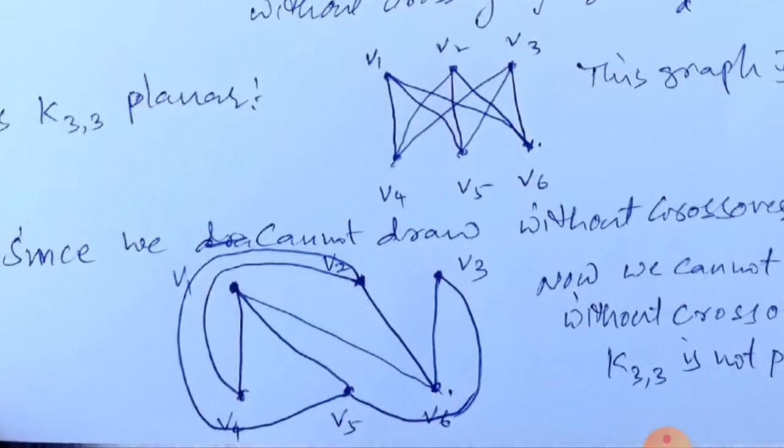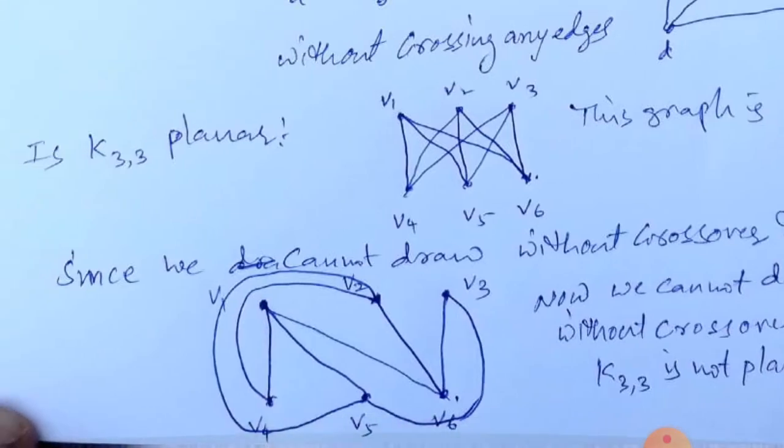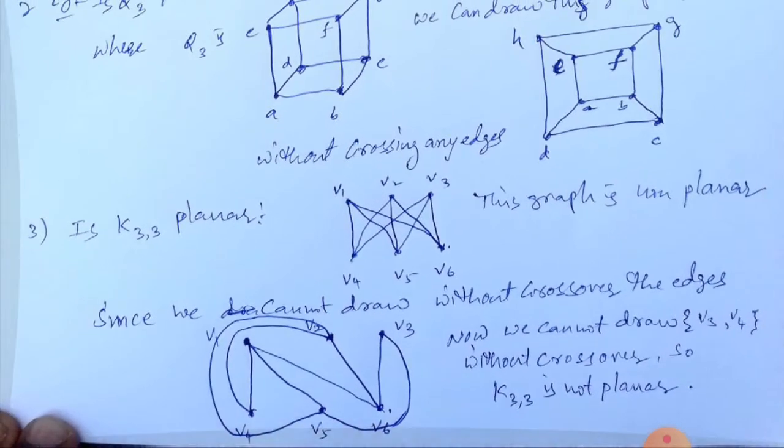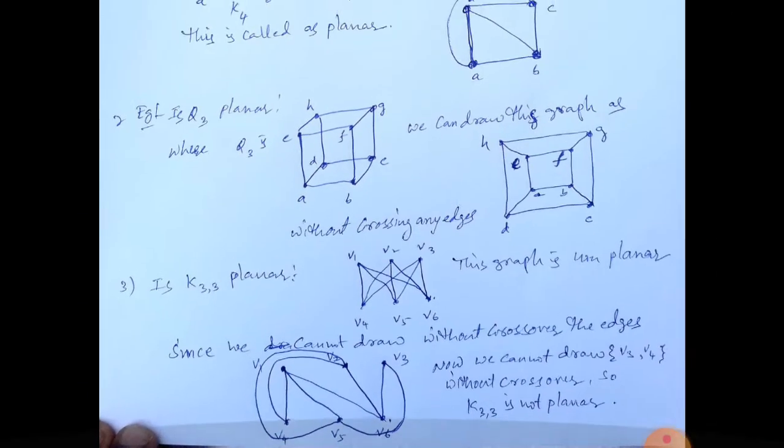Now observe here the graph is given, so without crossing edges, V3 to V4 there is no edge. Observe, if we draw V3 to V4, then compulsorily it crosses some edge. So that's why we cannot draw K3,3 without crossing edges. So that's why K3,3 is not a planar graph. That is given.